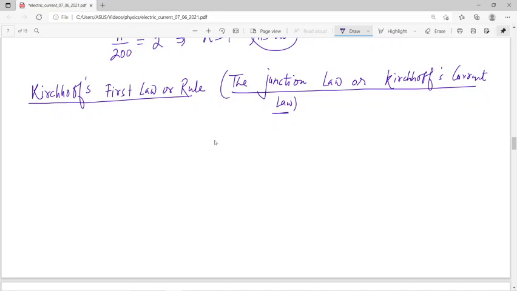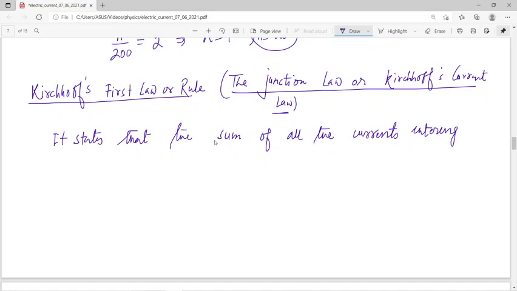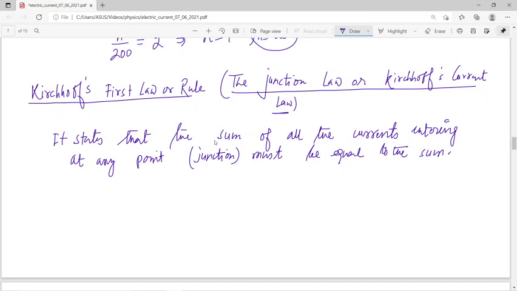And that is the simple thing. It states that the sum of all the currents entering at any point, or you can say junction, must be equal to the sum of all currents.